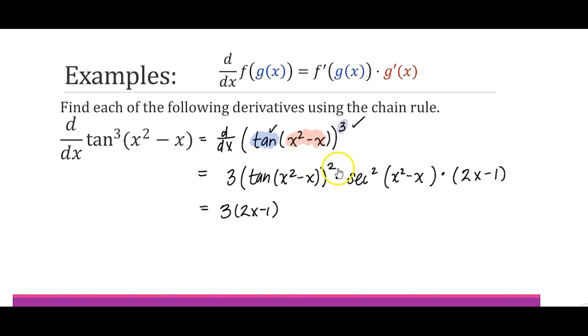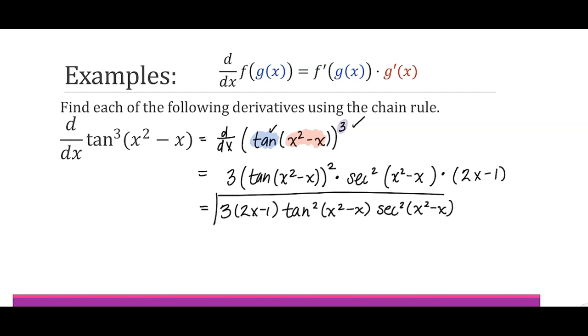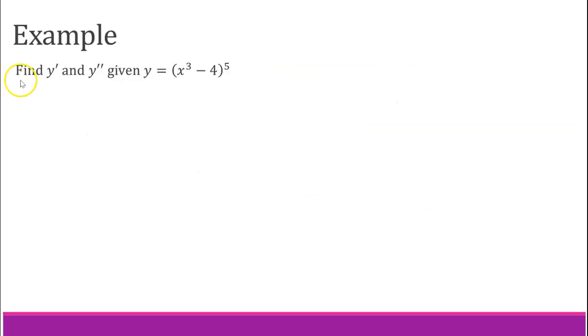And now here, I'm done applying the chain rule, so I can take it back to tangent squared of x squared minus x. So keeping the exponent here. And then times secant squared of x squared minus x. And this is my final answer.